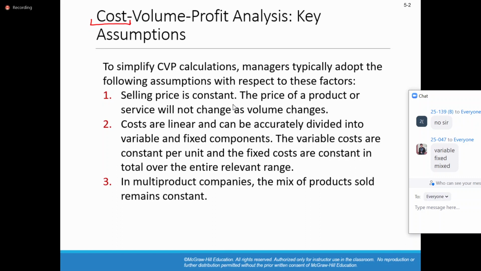Yeah, variable, fixed, mixed. Good. You have identified it precisely and briefly: fixed and variable portion. Okay, then VC, FC.